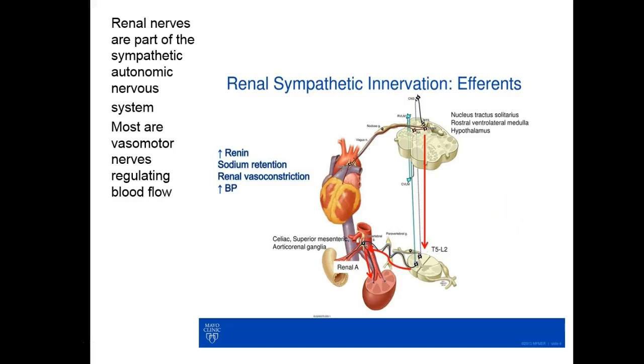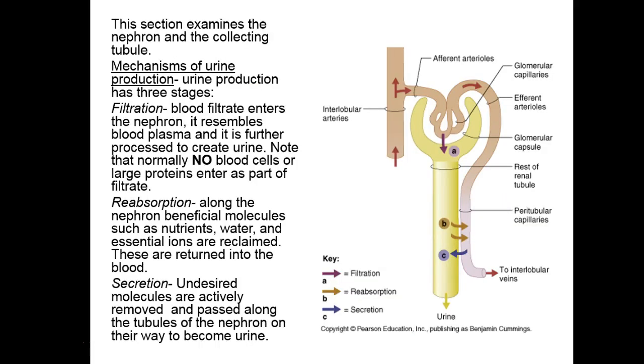And this is where we left off. We'll move on to the next slide. This slide gives you the beginning of an overview of how urine is produced. It's produced in three basic steps.